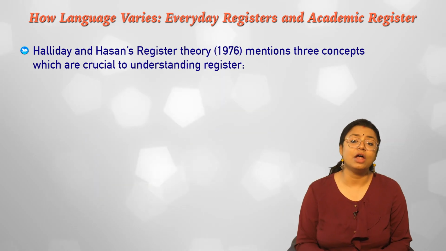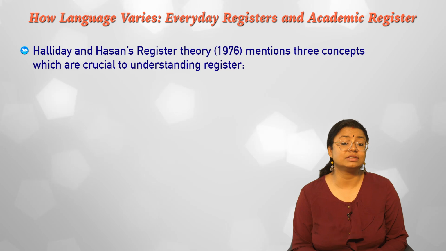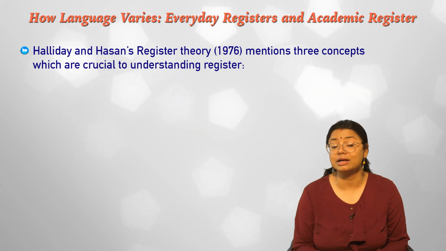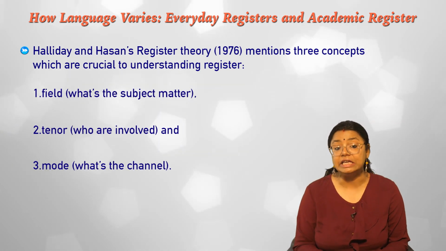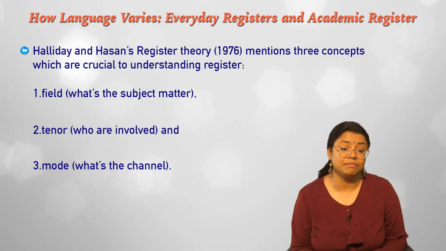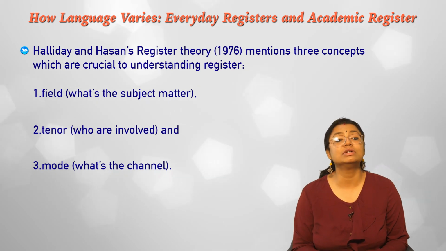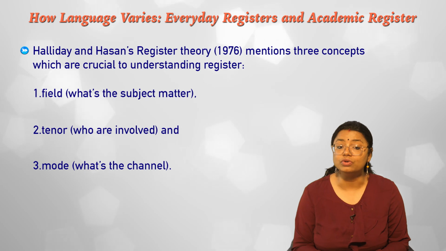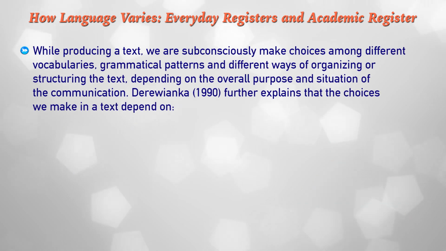Halliday and Hasan's register theory mentions three concepts which are crucial to understand register. Field, what's the subject matter? Tenor, who is involved? And mode, what's the channel? While producing a text, we are subconsciously making choices about different vocabularies, grammatical patterns, and different ways of organizing or structuring the text depending on the overall purpose and situation of the communication.